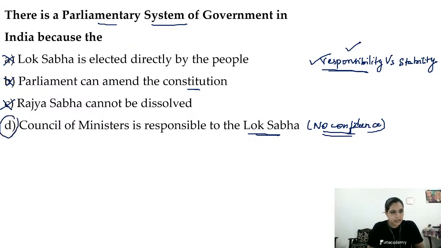But Council of Ministers responsible to Lok Sabha is the major quality of parliamentary system, because in parliamentary system we have responsibility, in presidential system we have stability. So when Ambedkar was asked, he said we chose responsibility instead of stability, because it's okay to have an unstable government, but it is very important that we have a responsible government. If stability is given to a government without responsibility, the government will not be responsible or create good policies for people.